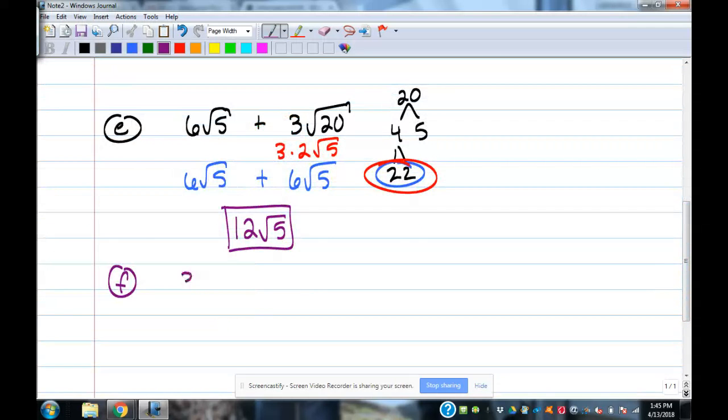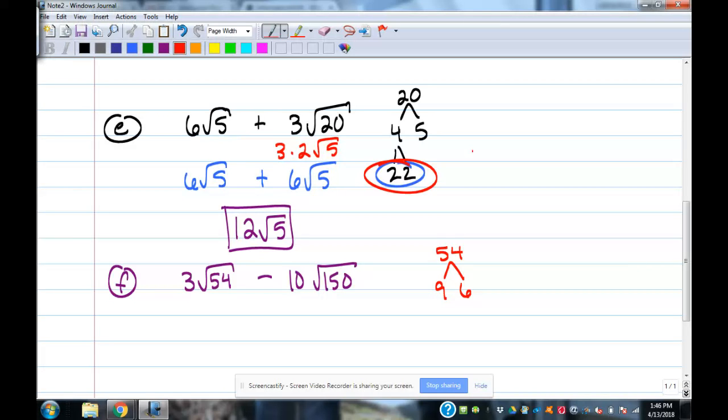Look at another one. 3 radical 54 minus 10 radical 150, we're going to get a little tougher. Are those like terms? Not currently. But do we know if 54 will break down? So let's break down 54 with the tree. We're going to do 150 as well.